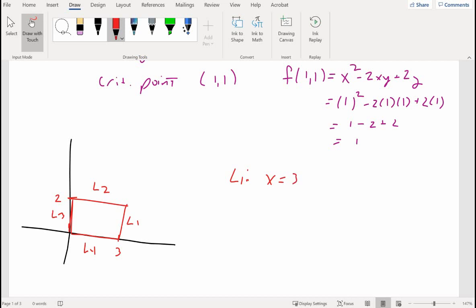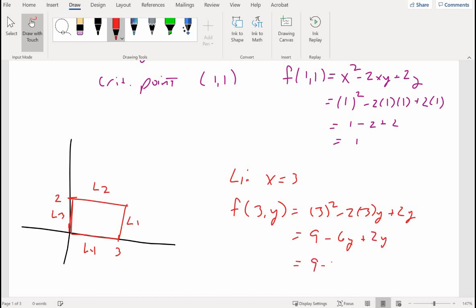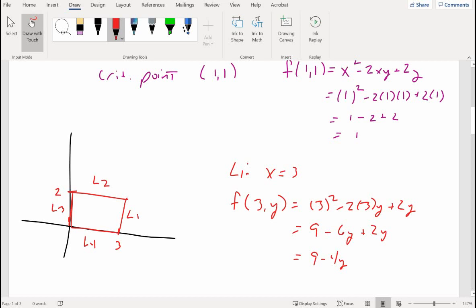Whatever we get for that boundary, whether it's a constant or some other variable thing, we're going to substitute in for x into our function. So if we put 3 in for x: 3 squared minus 2 times 3 times y plus 2y, 9 minus 6y plus 2y, so that's 9 minus 4y. And we want to find all of the maximums and minimums on that as well.